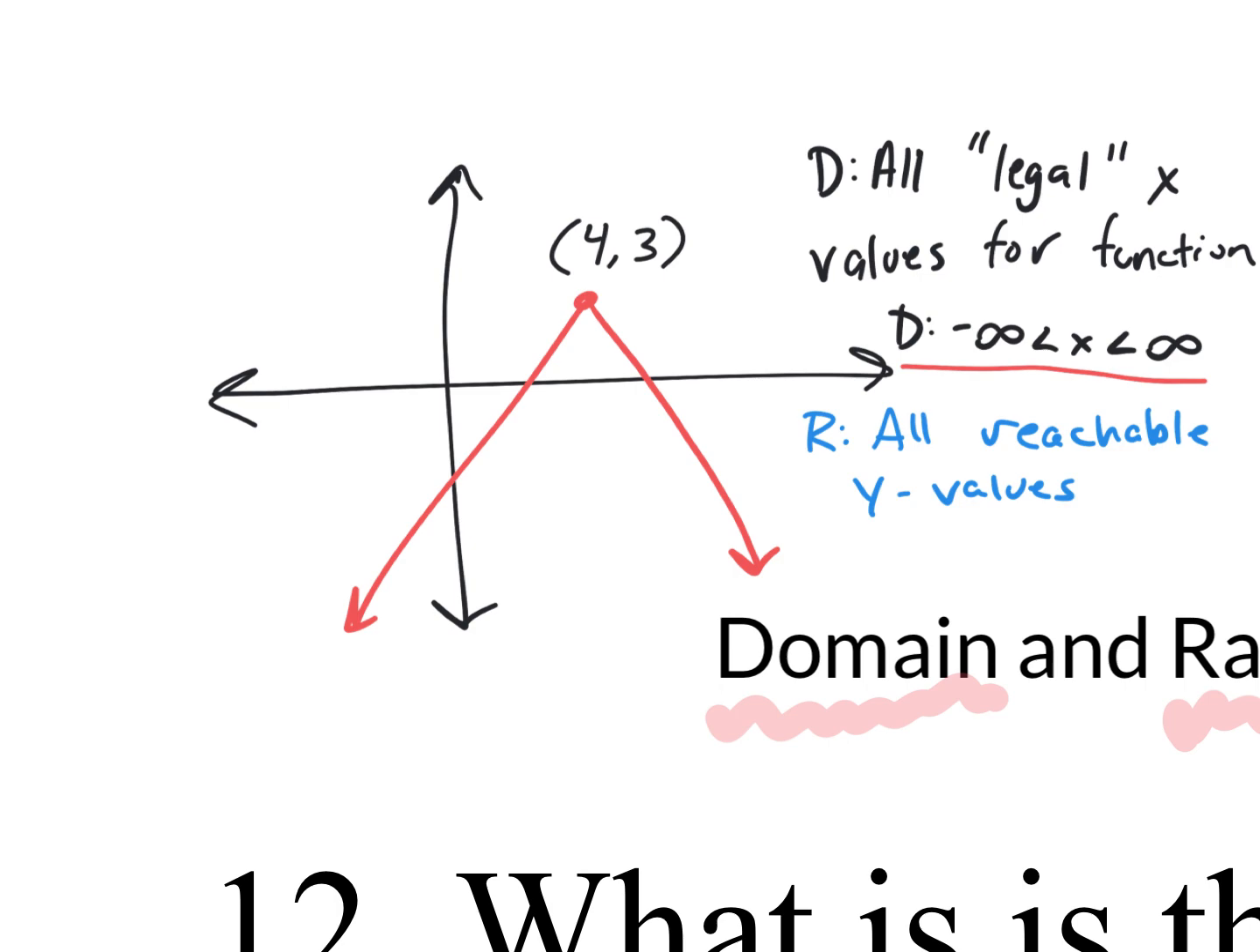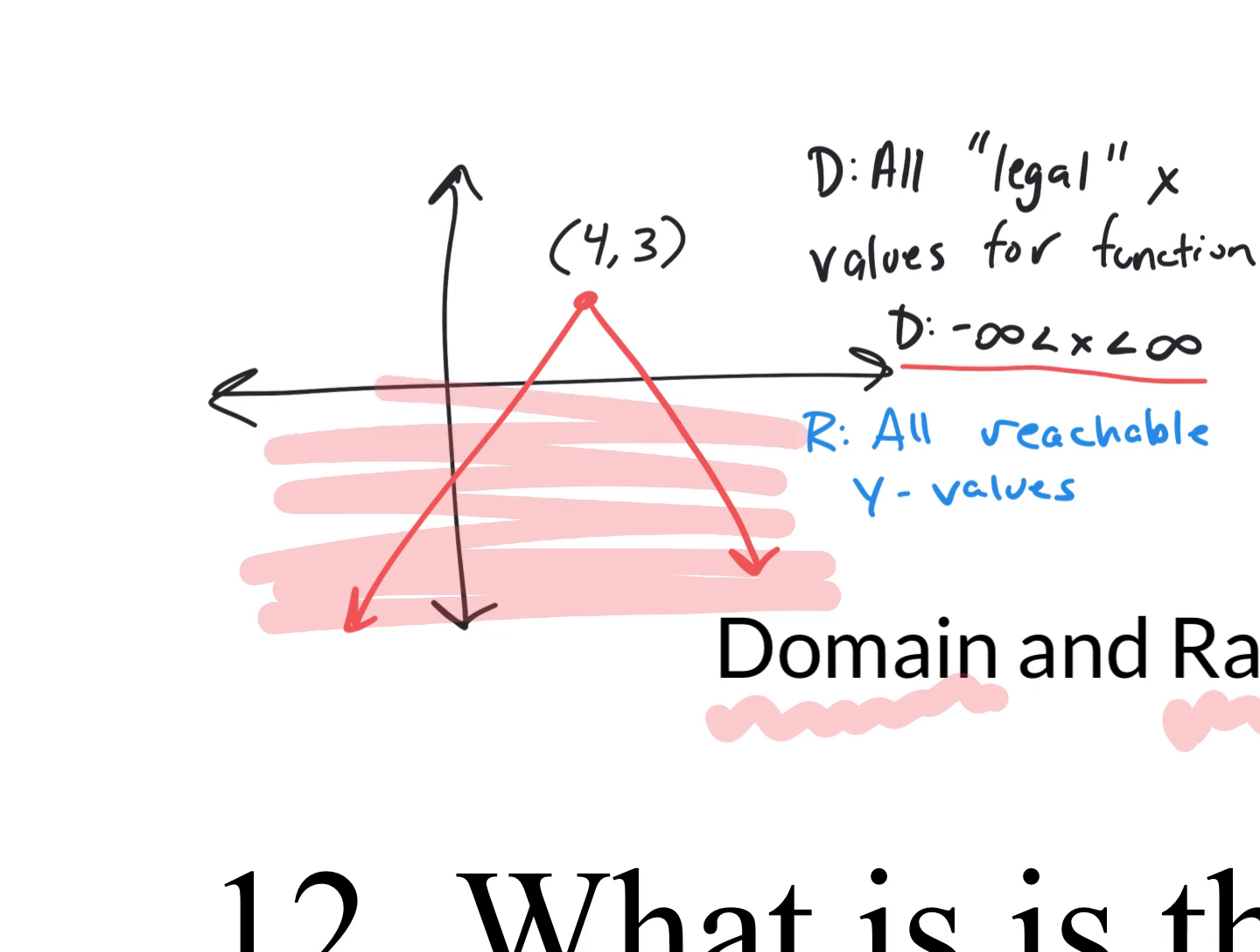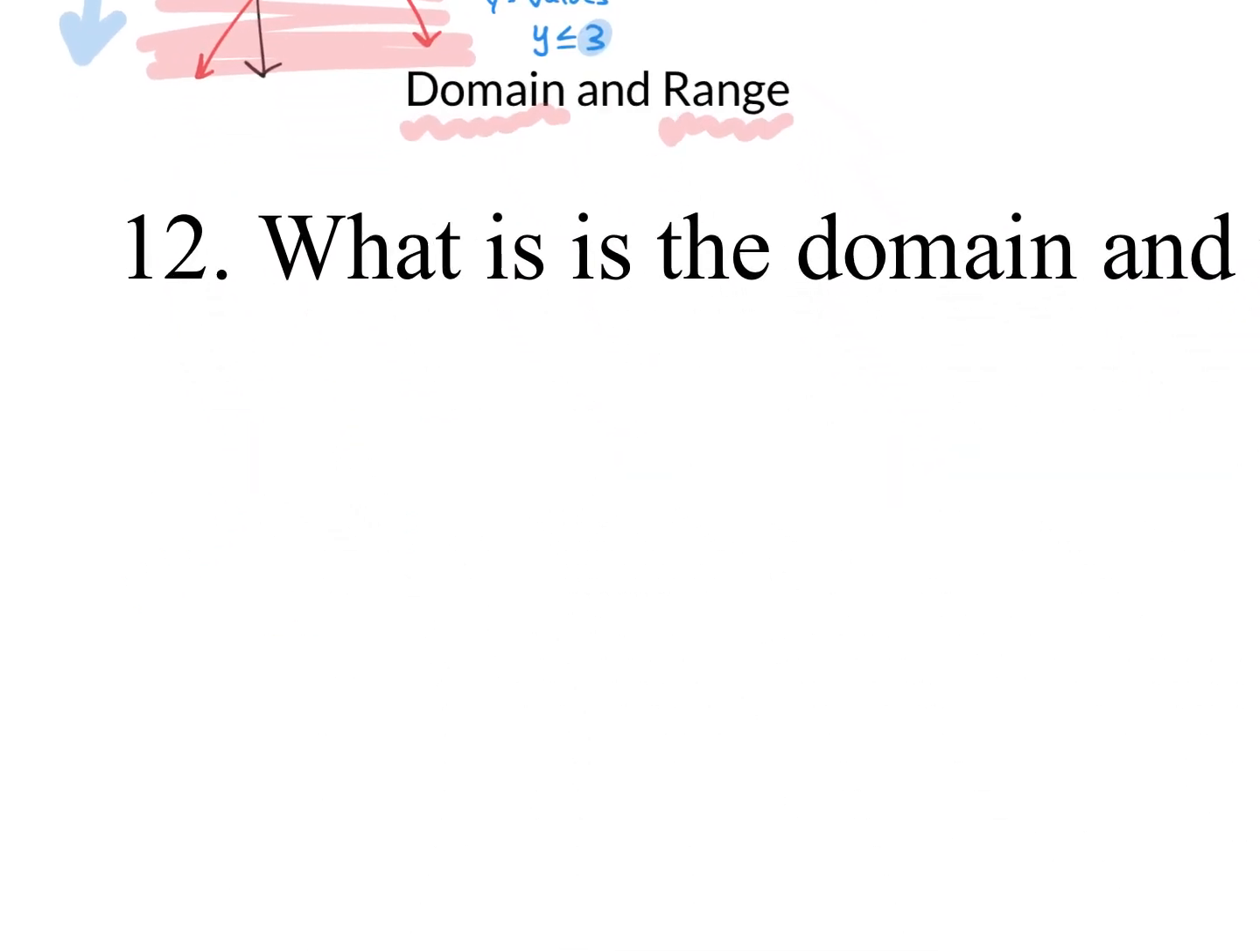If I were to shade in what y values, where our graph exists, it exists down here, and it keeps going up and up and up, and then it stops at that vertex. So what reachable y values do we have? What's our range here? For all values where y is less than or equal to 3. Why is it 3? The y coordinate, let me get a different color there. The y coordinate of that vertex tells us that it's 3. Why is it less than or equal to? Well, the fact that our arrows point downward tells me that all my values are going to be less than that vertex value.